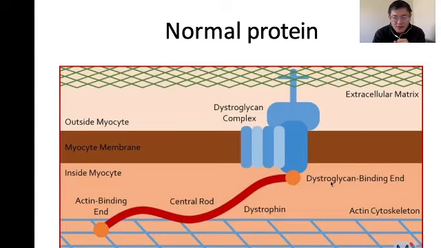Dystrophin has two terminals. One is called the dystroglycan binding end, which anchors on the dystroglycan complex. Another terminal is called the actin binding end, which anchors on the actin cytoskeleton. That's why dystrophin can strengthen the sarcolemma to prevent sarcolemma rupture during myofiber contraction, because the myofiber contraction is very strong and can cause the sarcolemma to rupture.